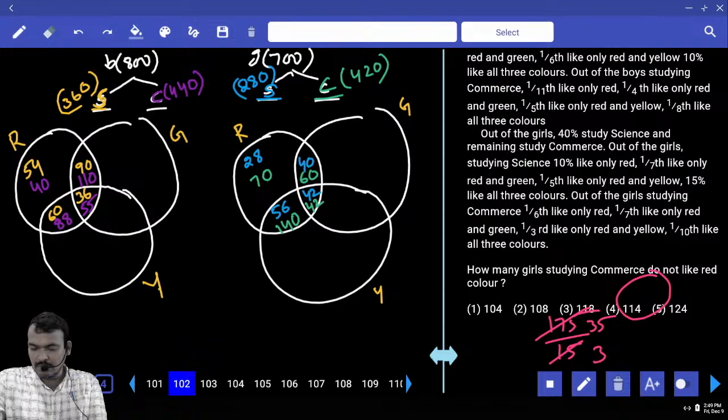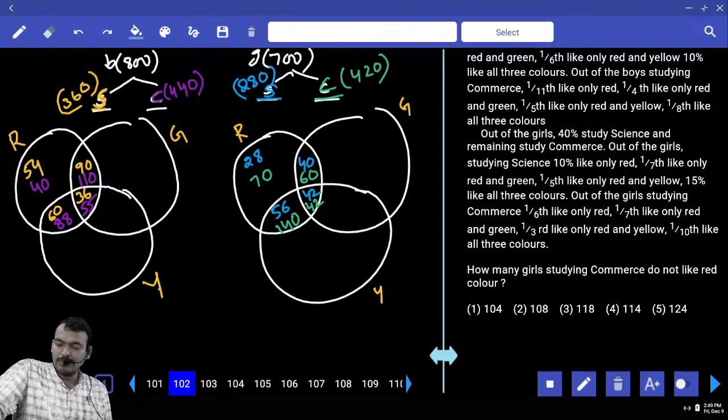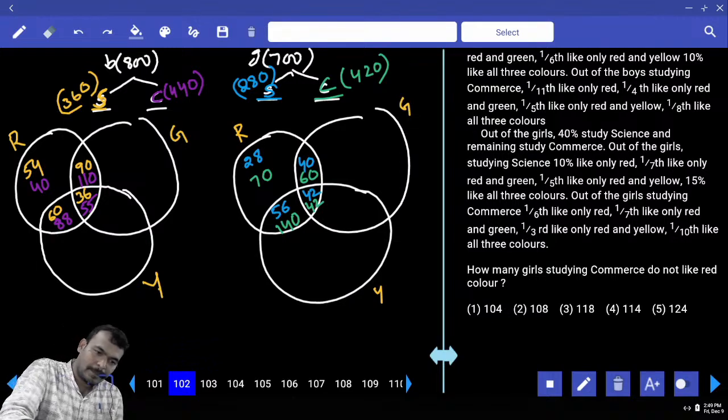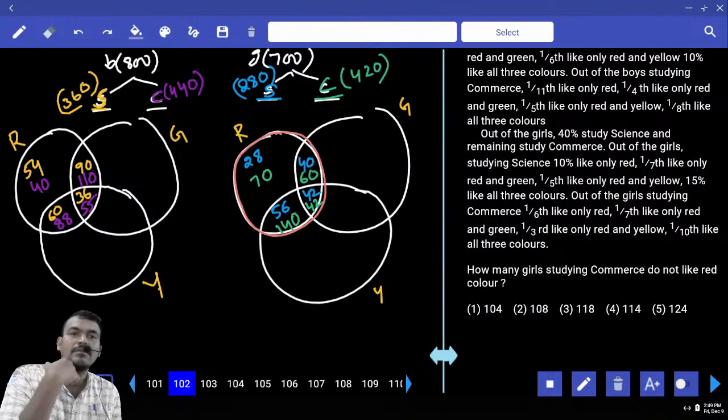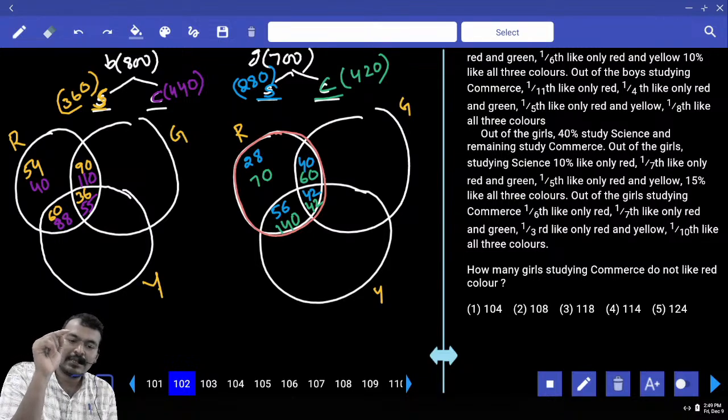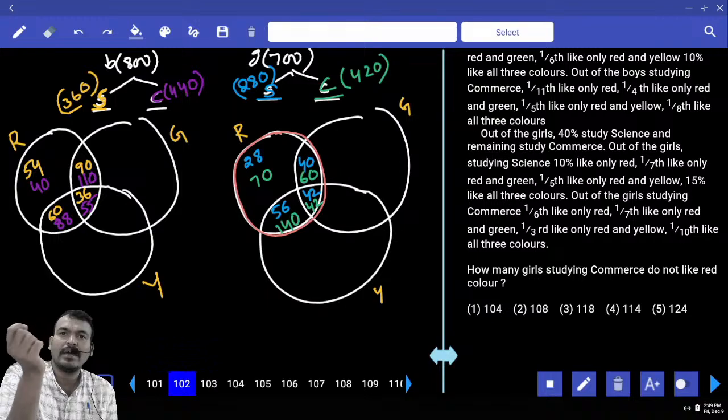Next question number 102. How many girls studying commerce do not like red color? Nothing but girls case commerce, do not like red color. Means required other than the red color. Girls in commerce, yes or no? These are the red color values for girls in commerce. These four values are added and subtracted from 420. We get the other than the red color.